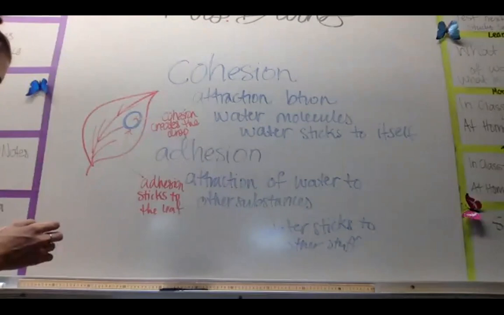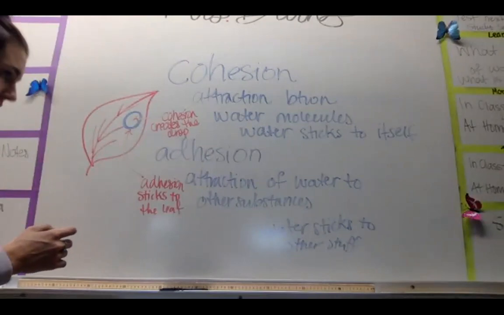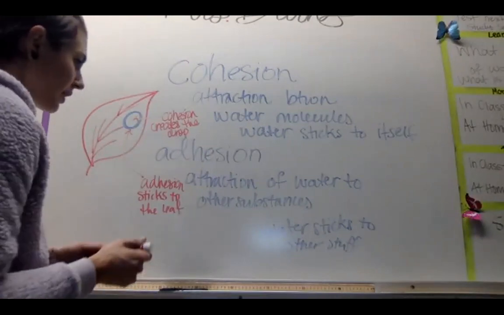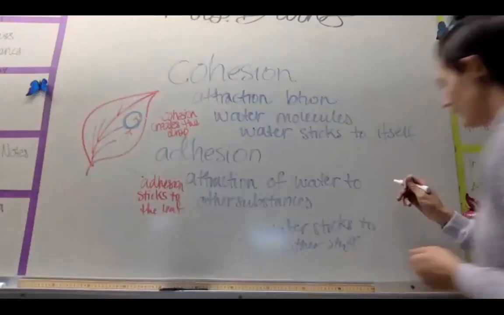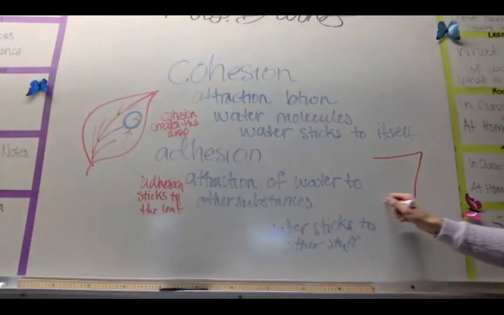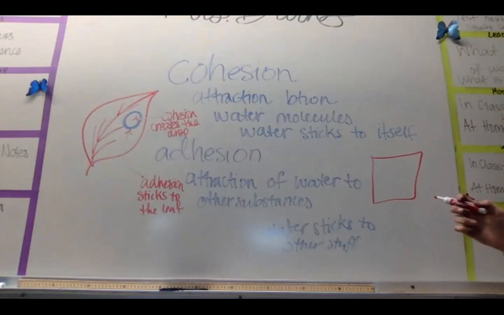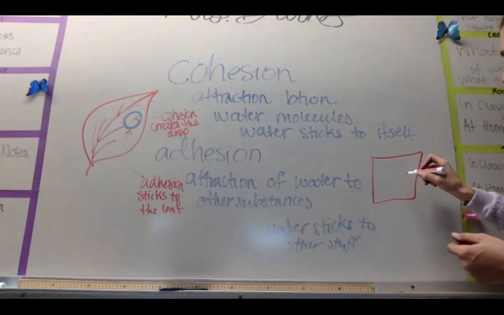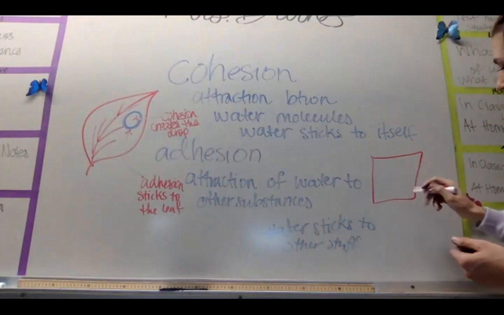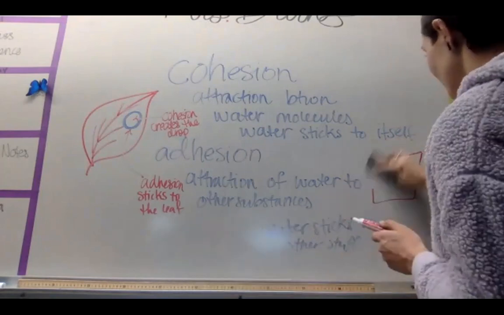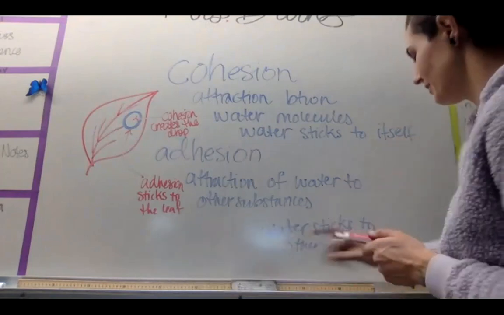So let's think of another example here. Let's talk about the one that we did in class. Let's talk about the slide. So if we have our square slide, remember we did the water column. So maybe I should draw the slide a little bit differently. Let's say that the slide is flat on the table here.